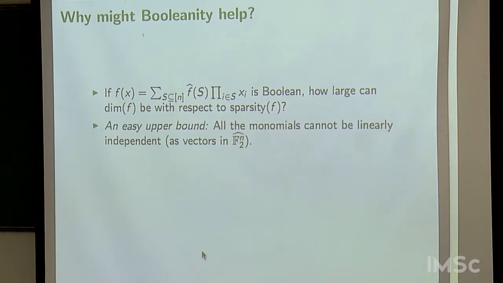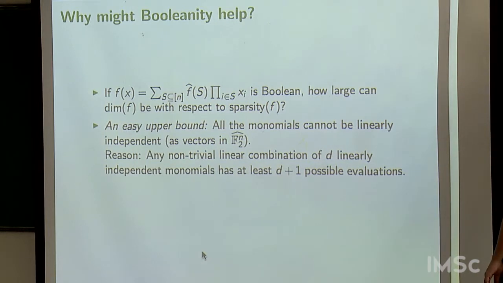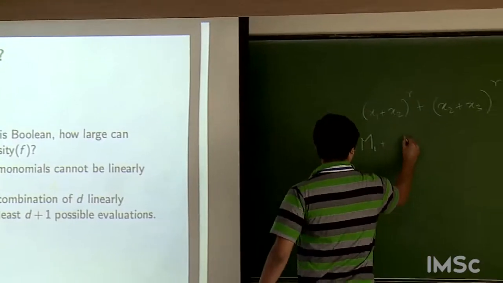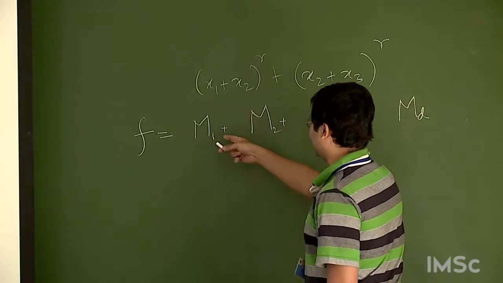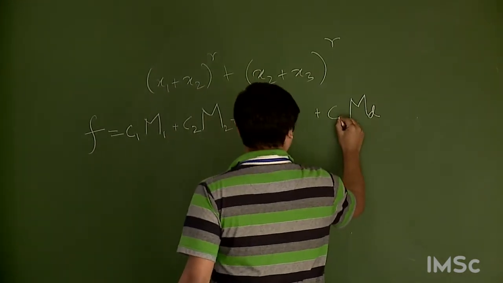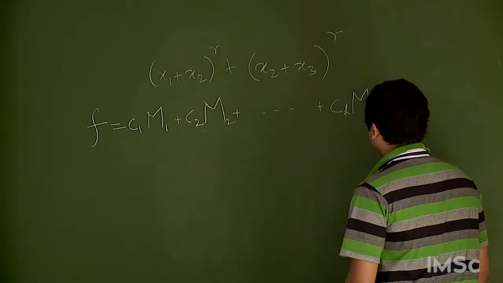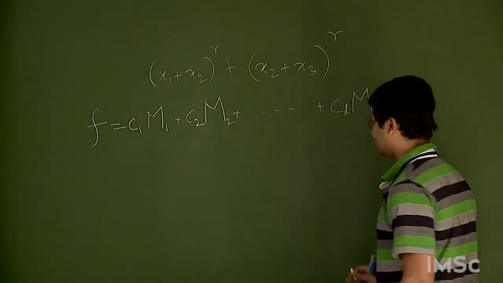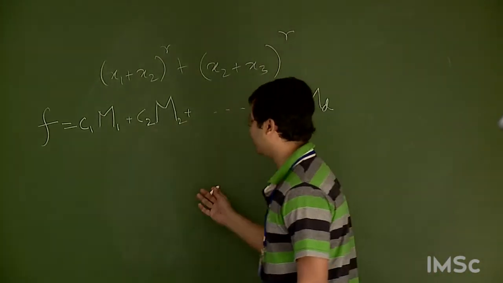Let's first begin by showing that the upper bound cannot hold with equality, at least. So all the monomials cannot be linearly independent. Let's say M1 to Md are some linearly independent monomials. Without loss of generality, you can think of them as variables, with real coefficients in front of them. Think of Mi as Xi. Now I ask the question: can I choose coefficients Ci, all non-zero, such that the function always evaluates to plus minus 1? It's easy to see that the answer is no.